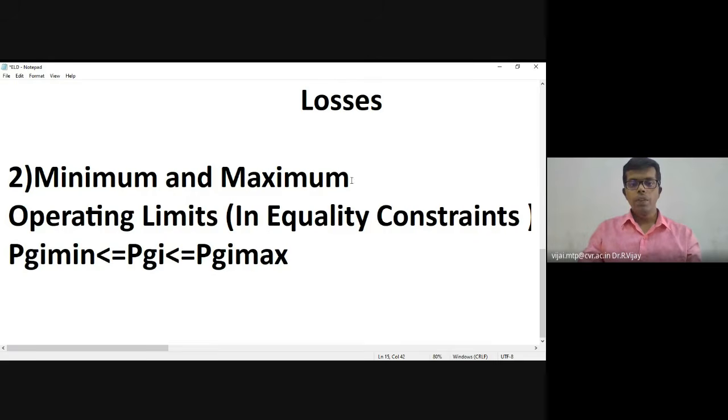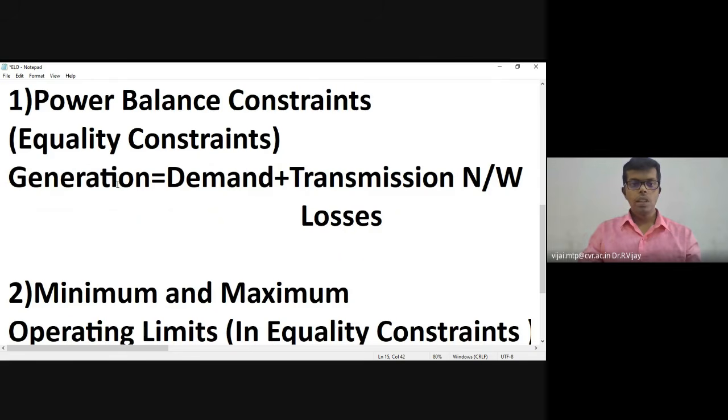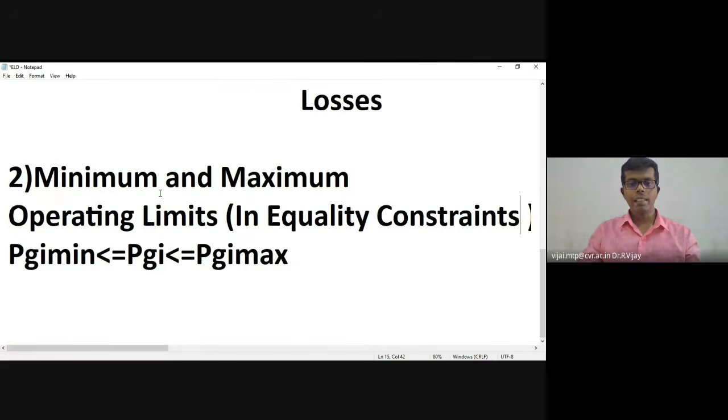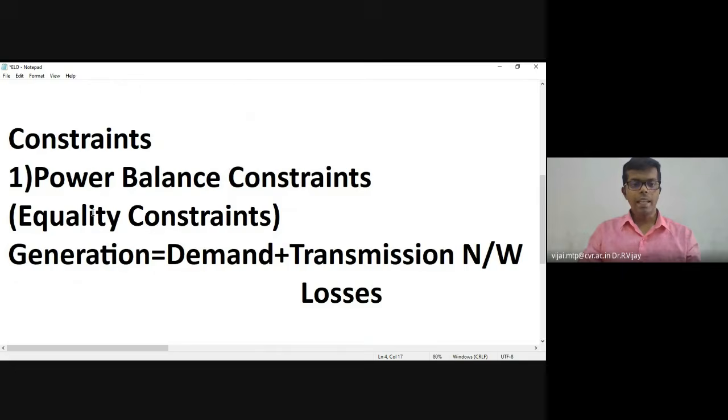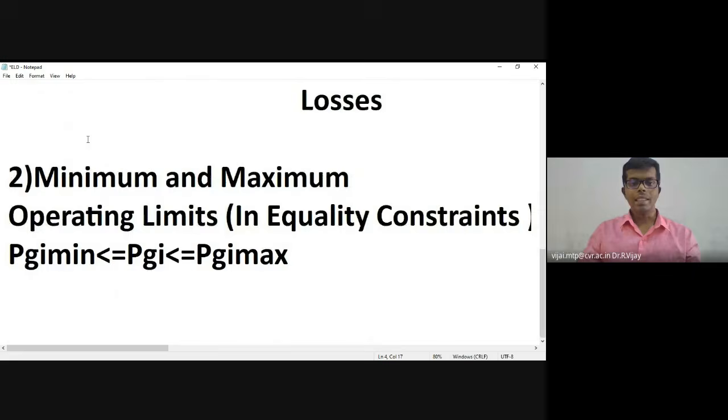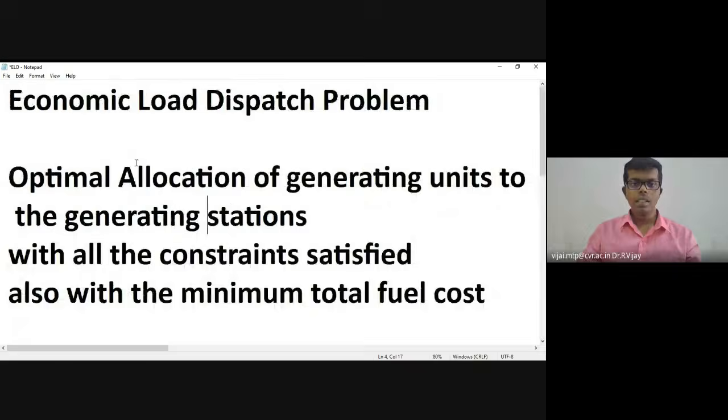If you don't know what an equality constraint, an inequality constraint and an objective function are, you can go through my previous classes. I have clearly explained what is objective function, what is equality constraints, and what is inequality constraints. If you have any doubts in this, you can go through my previous classes. Once again, I'm repeating this economic load dispatch problem for the 2-mark question.